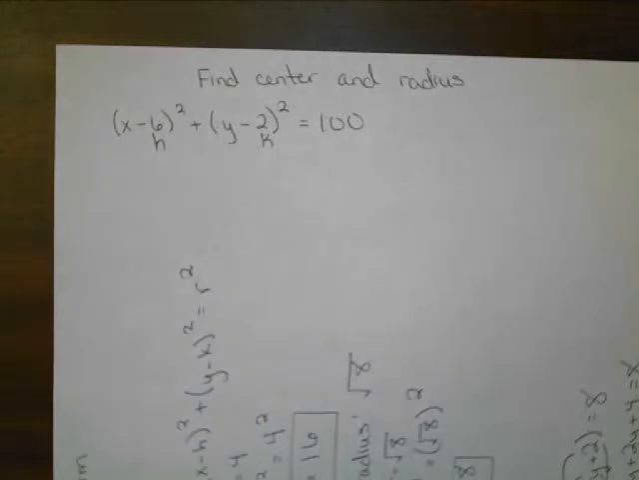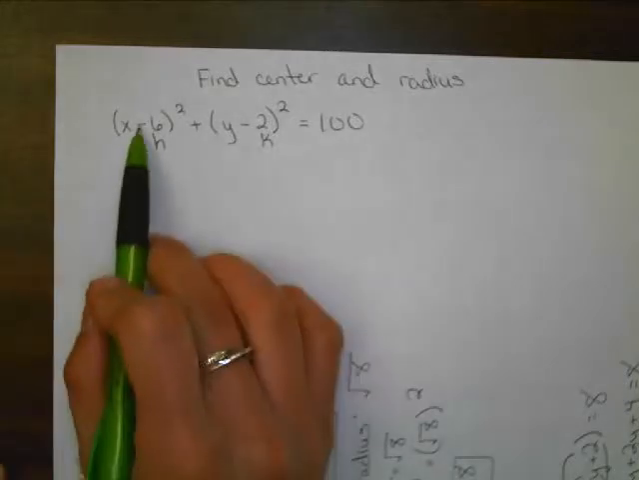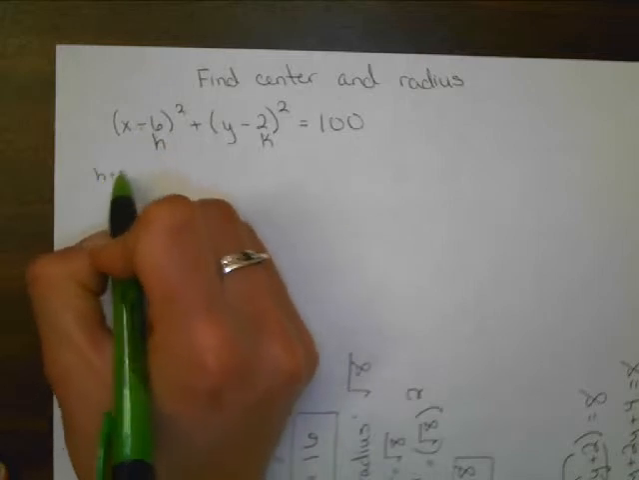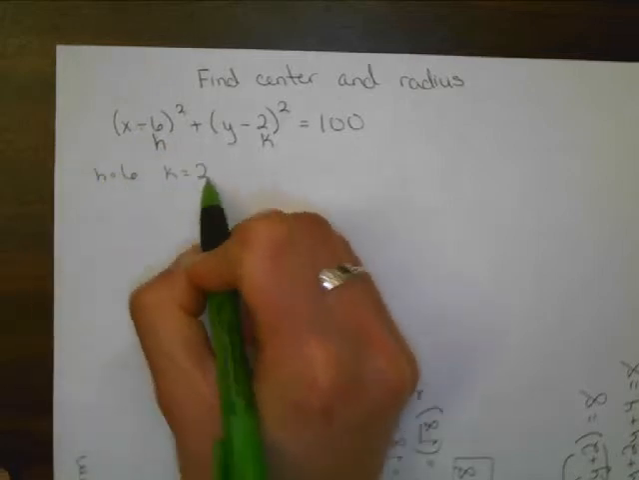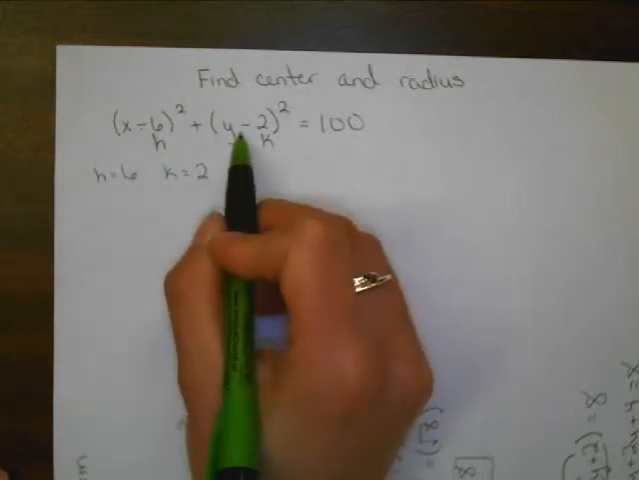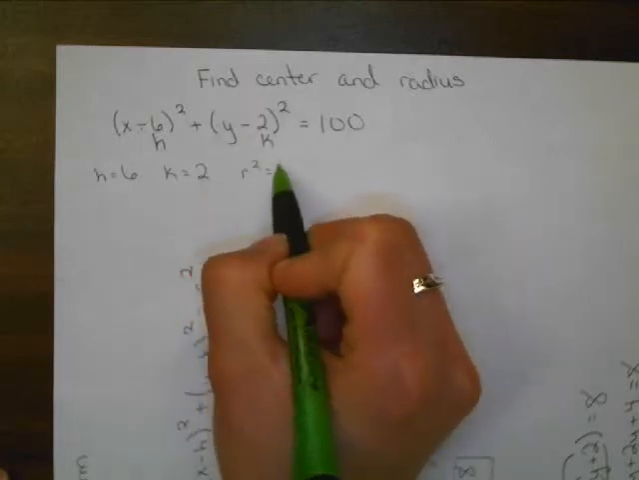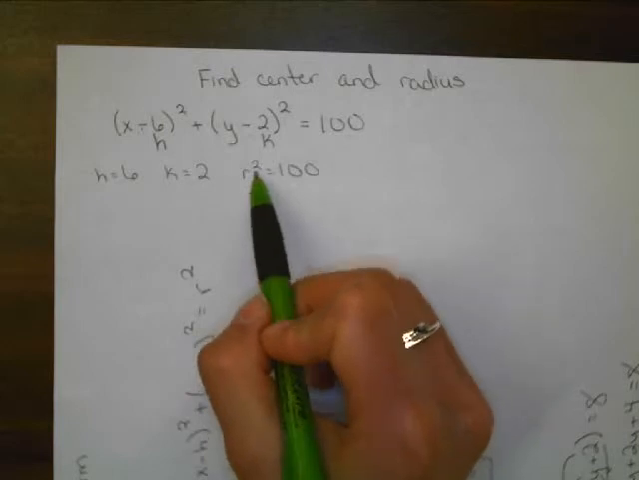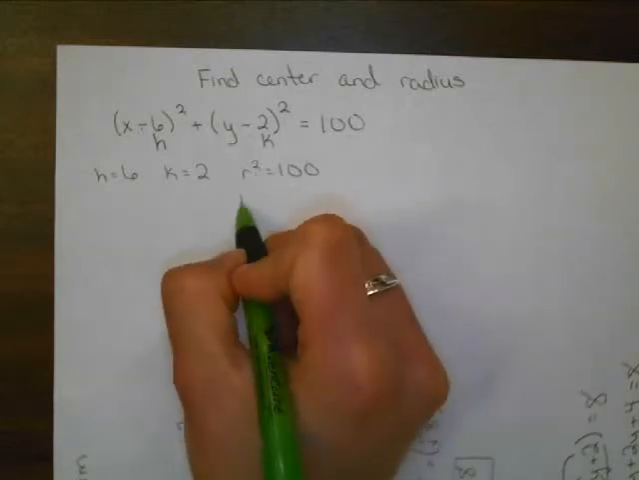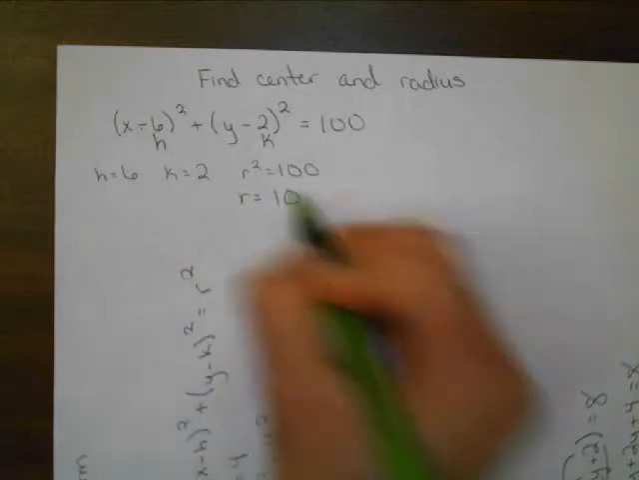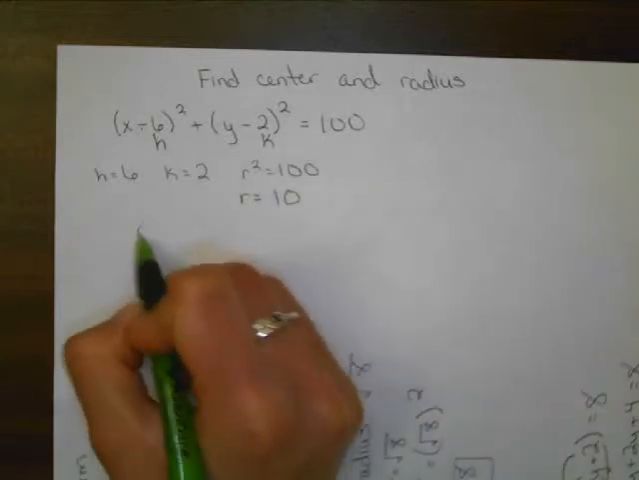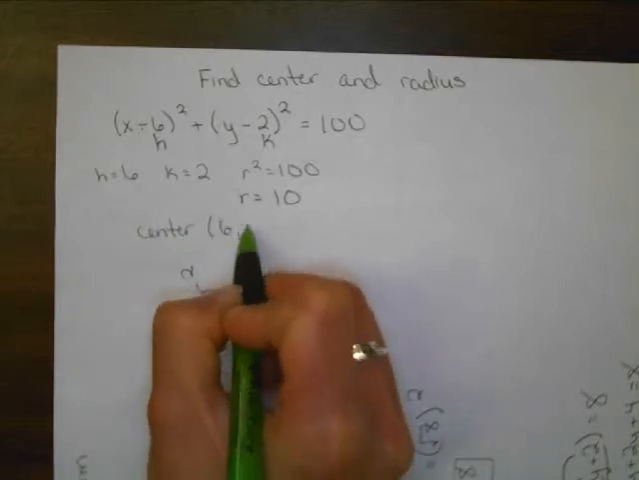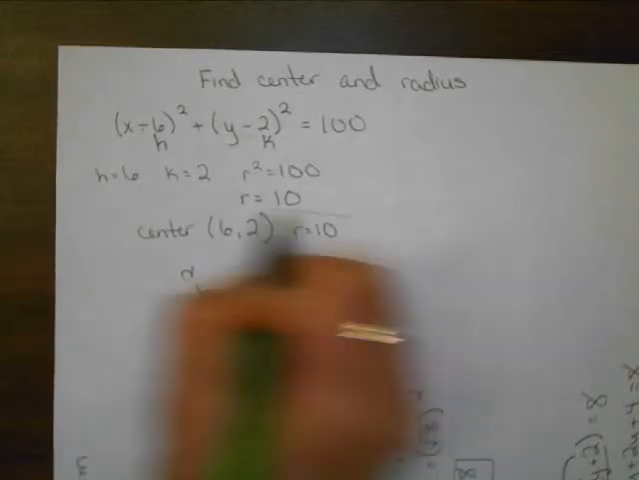This is the h because it goes with the x, and then k goes with y. Now you remember our standard form is x minus h. So since this is a minus sign already, h is 6 and k is 2 because it's already in the minus format. And you'll see in the next example what I mean by that. R squared is 100. Well, we just want to know what the radius is, not what the radius squared is, which means we just want r. Well, if the squared form is 100, then r is going to be the square root, which is 10. So my center is (6, 2), and my radius is 10.